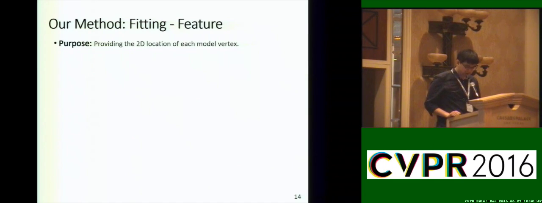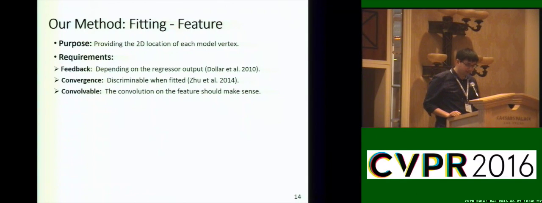Let's start with the input feature. The main purpose of the input feature is to provide the CNN with the 2D location of each model vertex. Besides, the framework of cascaded CNN has three requirements on its input feature. Firstly, the feedback property: the input feature should depend on the previous output to enable the cascade manner. The convergence property requires that the input feature should be discriminable when the fitting is complete. And the convolvable property requires that the convolution operation on the input feature should make sense.